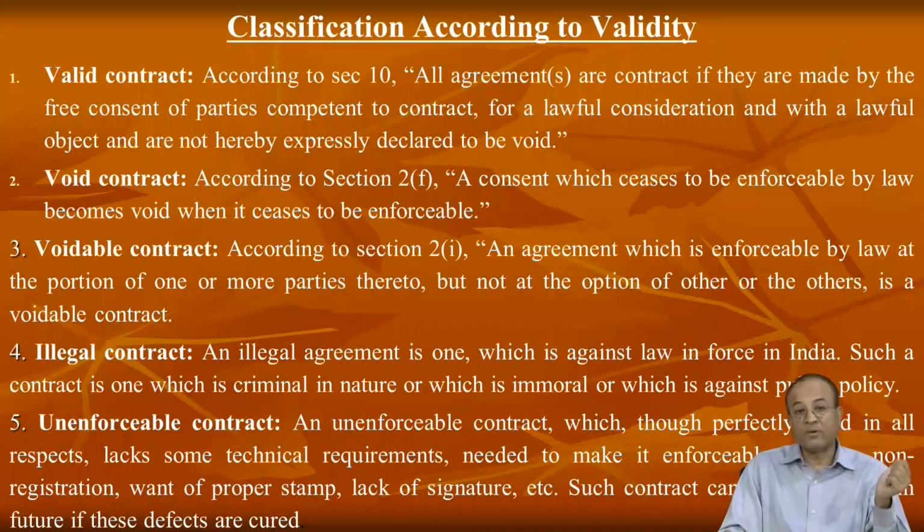Second, void contract. According to Section 2(g), an agreement which ceases to be enforceable by law becomes void when it ceases to be enforceable. An agreement which was legal and enforceable when it was entered into may subsequently become void due to, say, impossibility of performance or change of law.